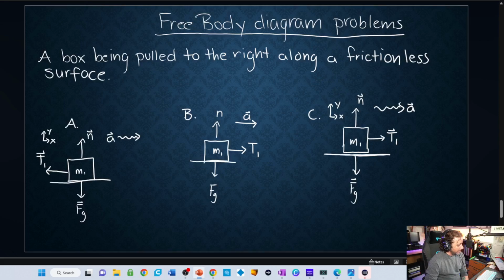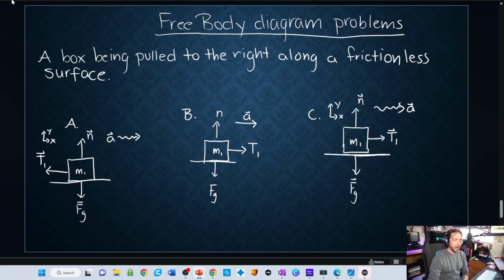And we do have coordinate axes, but it can't be A because T1's pointing to the left. All right, well, what about B? We got a T1 pointing to the right, which is fine. We got an acceleration as a straight arrow to the right. No, we don't use straight arrows for acceleration.